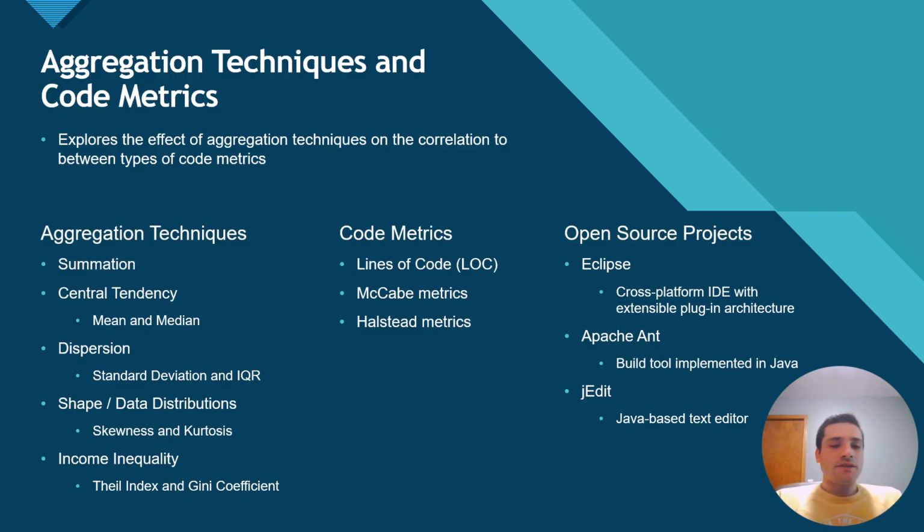They also looked at measures of dispersion, specifically looking at standard deviation and interquartile range. And then they also used skewness and kurtosis in terms of shape or data distributions. And then the last techniques they used were income inequality by using the Theil index and the Gini coefficient. The code metrics that they used were lines of code, and then they used McCabe metrics as well as Halstead metrics, which I'll talk about in the next slide.